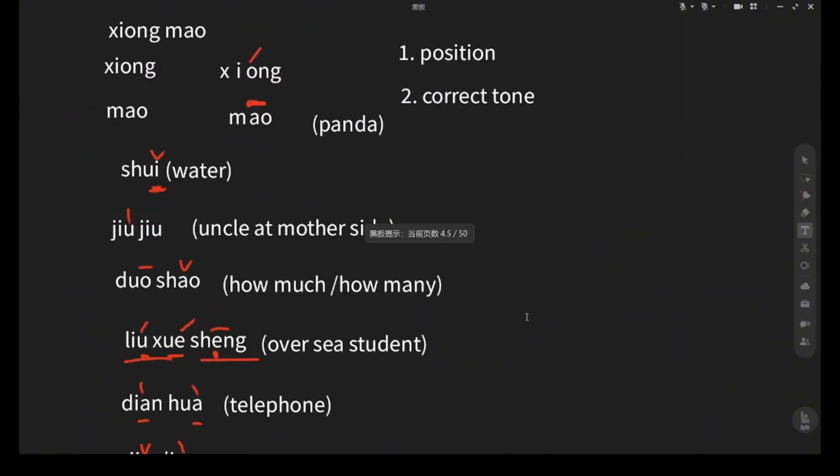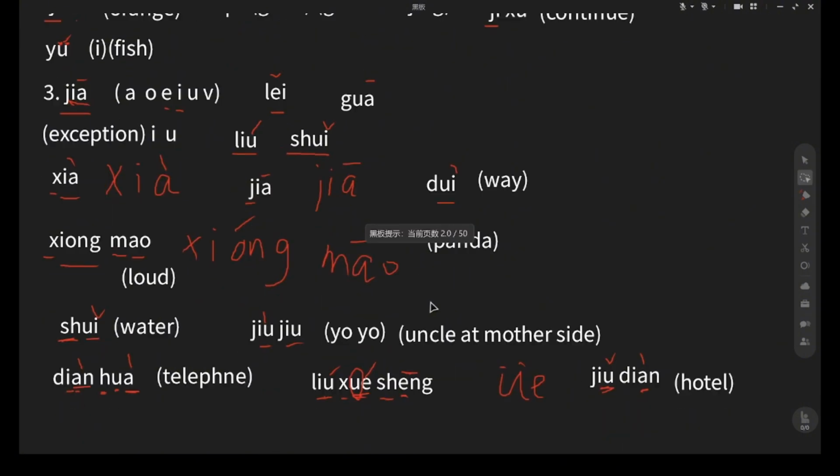So, 我, third tone. 去, fourth tone. Okay, try to become familiar with this fourth tone. Read more. Don't be shy, just try and practice more. It will be much better next time. Okay, let's continue.